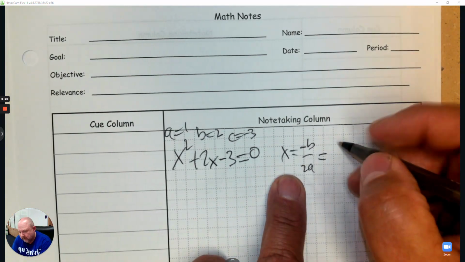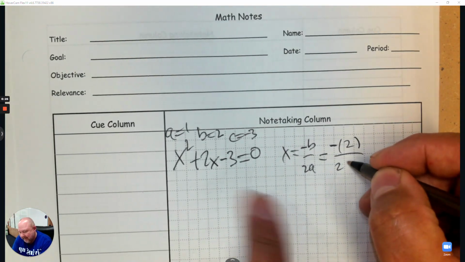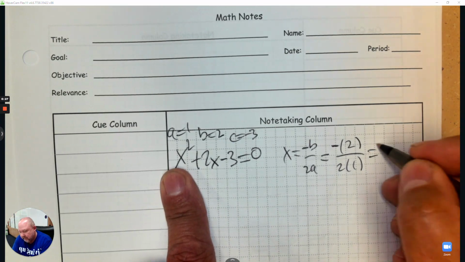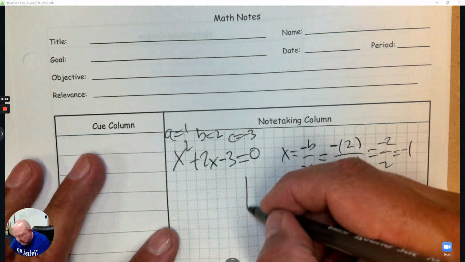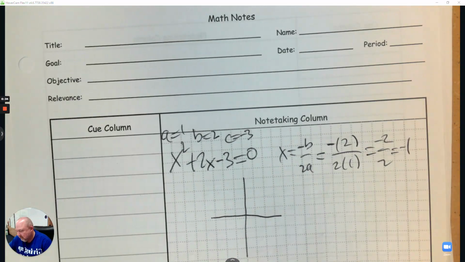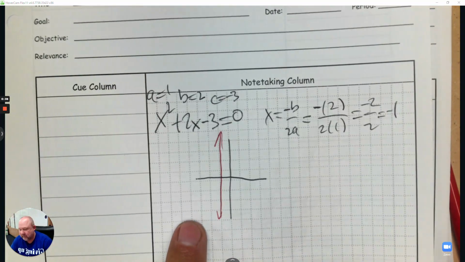Here's the formula. So we start with negative, and then b is 2, and then a is 1, and then we solve this. That's negative 2 divided by 2, so that's negative 1. So when I draw my graph, find negative 1, and draw a line there. That's called the axis of symmetry.